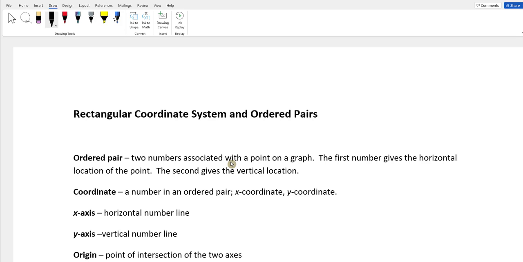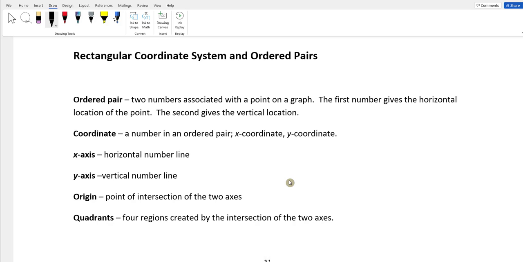In this video, I will talk about the rectangular coordinate system and ordered pairs. An ordered pair is two numbers associated with a point on the graph. The first number gives the horizontal location of the point and the second gives the vertical location. A coordinate is a number in an ordered pair, so you have an x coordinate and a y coordinate. When you write an ordered pair, it'll be your x and your y coordinate.